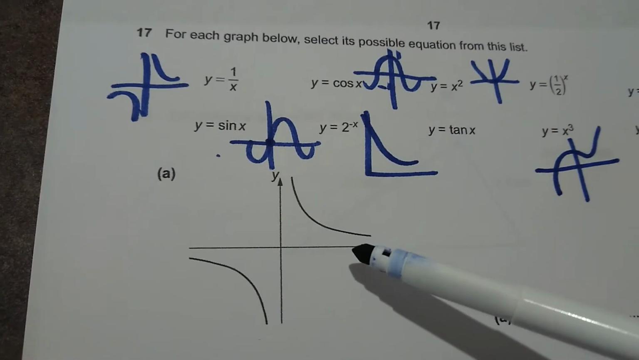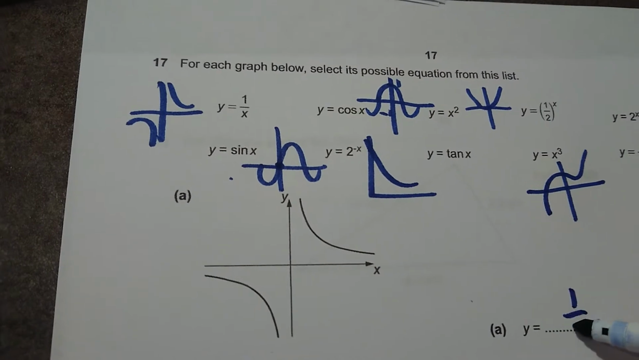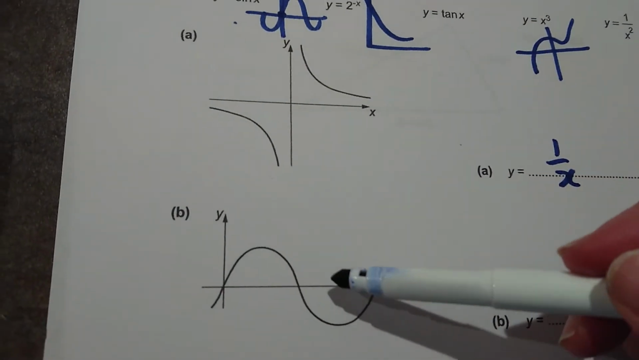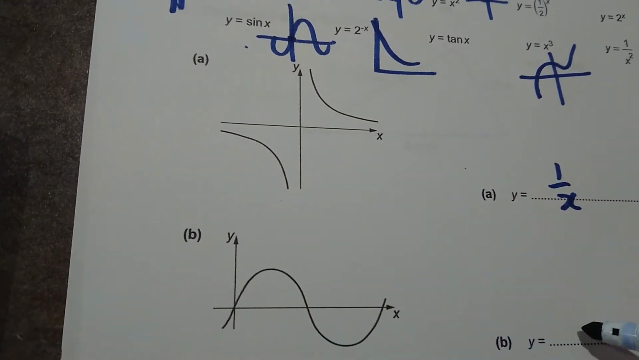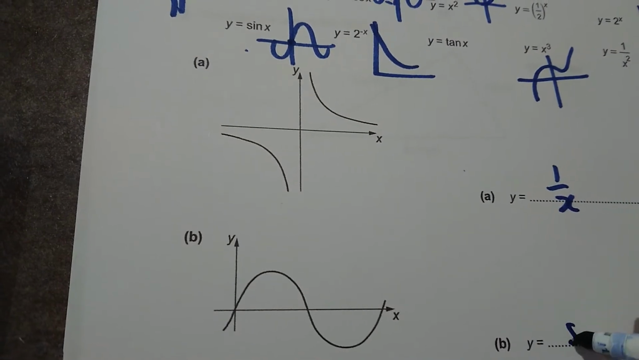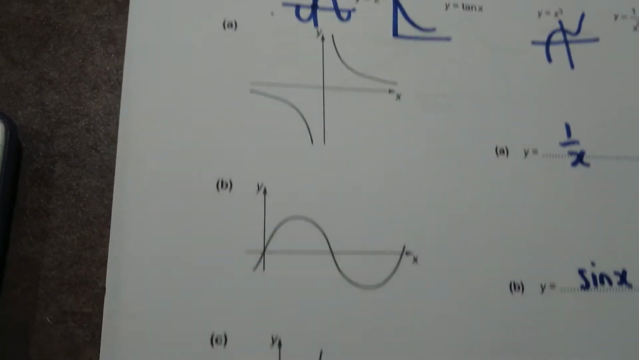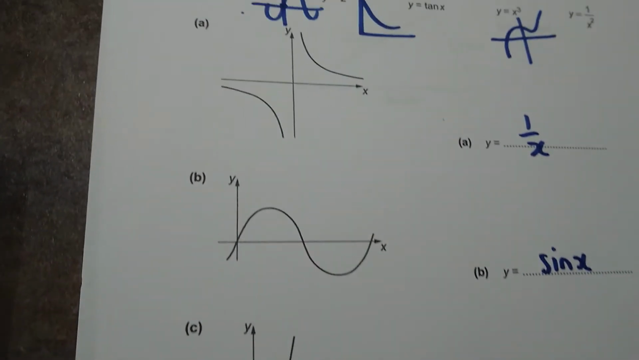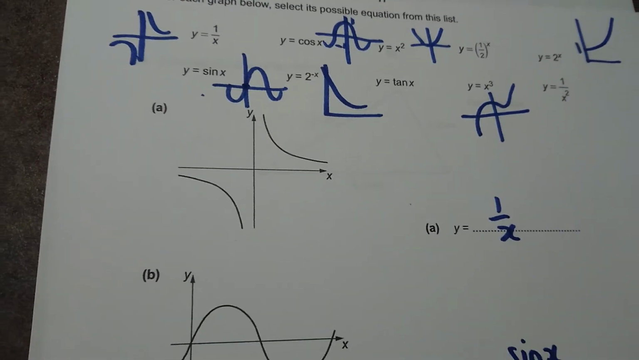So this one here is going to be the y equals 1 over x. This one here is starting at 0, so that is sin x, so y equals sin x. And then this one here is going to be the y equals 2 to the power of x.